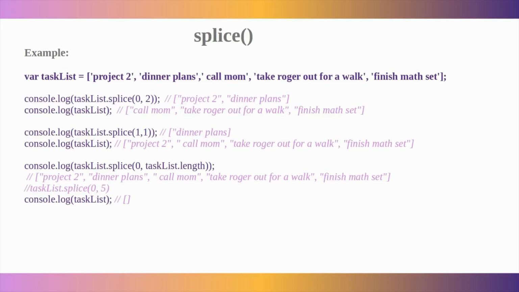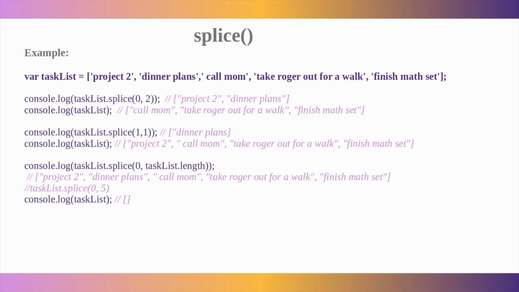We have an array called task list with 5 items of string data type, each separated by a comma. Now, when we use the splice method on task list, taking 0 as its start index and 2 as the number of items to remove, starting from index 0, then what is removed is project 2 at index 0 and dinner plans, since the number of items to remove is 2. Remember, index of an item is not the same as the number of items or the length of an array. And console log the splice method shows us what we removed.